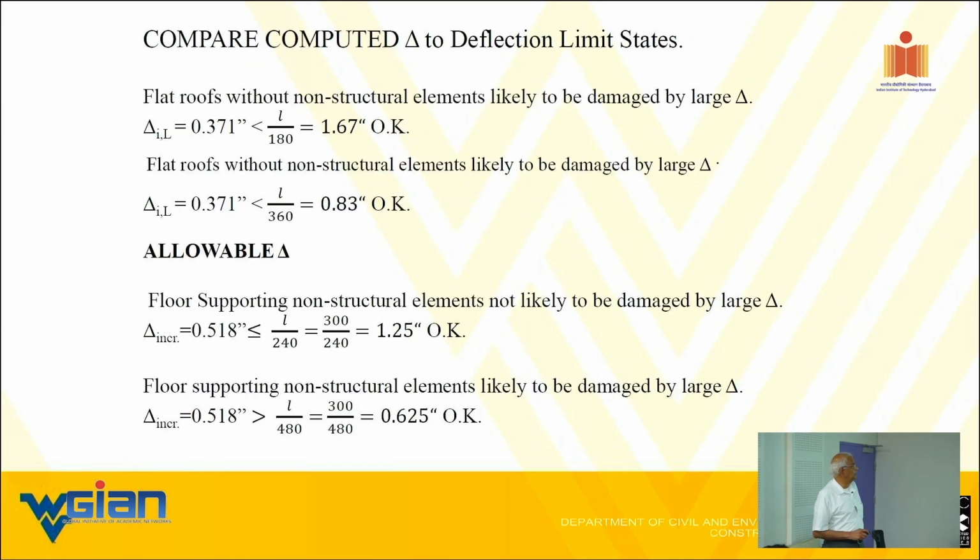Compare the computed delta to deflection limit states. These limit states that I'm showing you here, L over 180, L over 360, are given under specific conditions where they are applied. The definition is given right there. For flat roofs without non-structural elements likely to be damaged by large delta, it is L over 180.